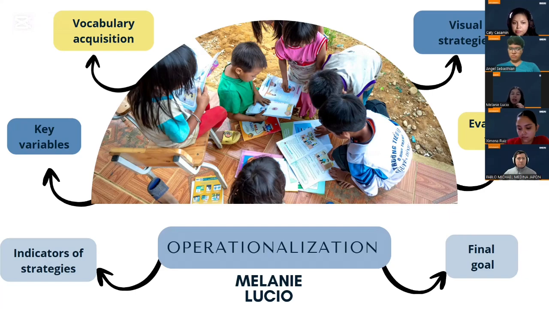The dependent variable is English vocabulary acquisition. This will be measurable by students' ability to recognize, understand, remember, and correctly use new words after applying visual strategies. Indicators include vocabulary test results, attention over time, pronunciation accuracy, and the use of new words in speaking and writing. Pre-test and post-test will show progress, while interviews and classroom activities will help evaluate the overall learning experience.